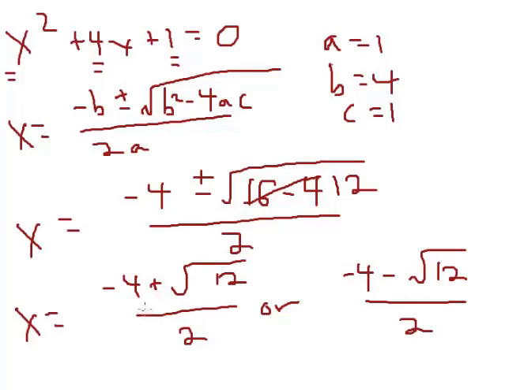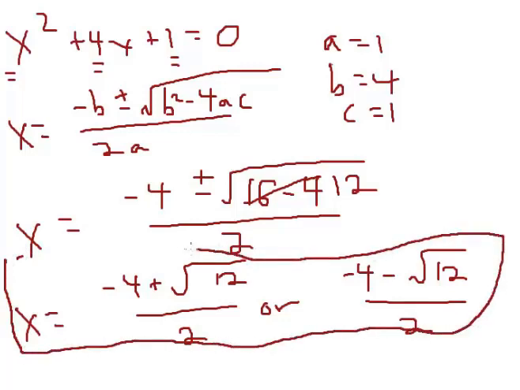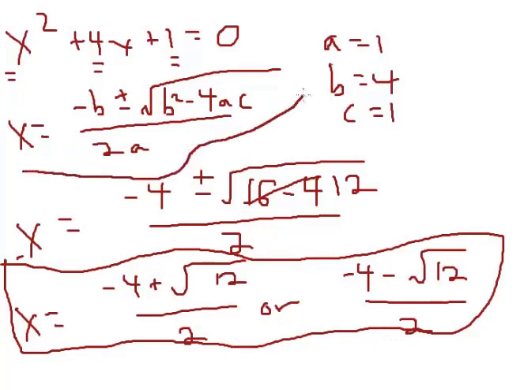You can only cancel when something is being multiplied, not when you have a plus sign in the middle. And you can't really break down the 12. You can simplify it a little bit, but that doesn't really matter that much, I don't think. But for our purposes, that's pretty much all you can do. So you just gotta put a circle around the whole thing, and that's your answer. X equals negative 4 plus root 12 over 2, or negative 4 minus root 12 over 2. Again, this is just the formula that you just have to remember, unfortunately. This is the quadratic formula.